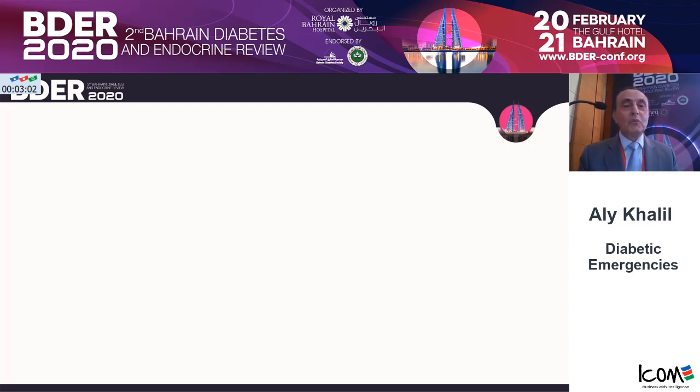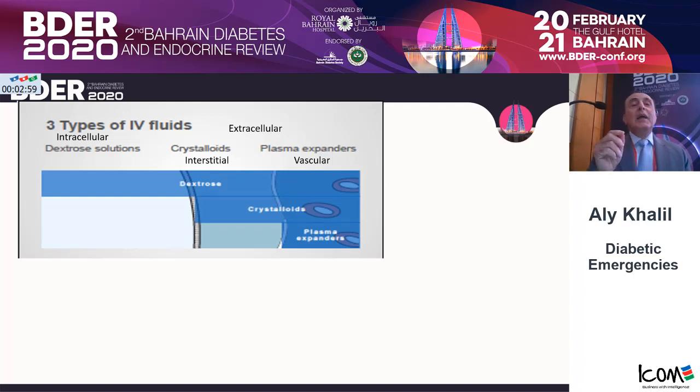And I'm going to tell you what I mean by this. You have different solutions that you're using. You have dextrose solution, water and sugar. You have crystalloid, like the lactated Ringer or the normal saline, and you have the plasma expander. And you have three compartments in the body. You have the intracellular compartment, and the extracellular, which is divided into interstitial and intravascular. Right? You're with me so far? Okay. Now, dextrose solution has sugar and water.